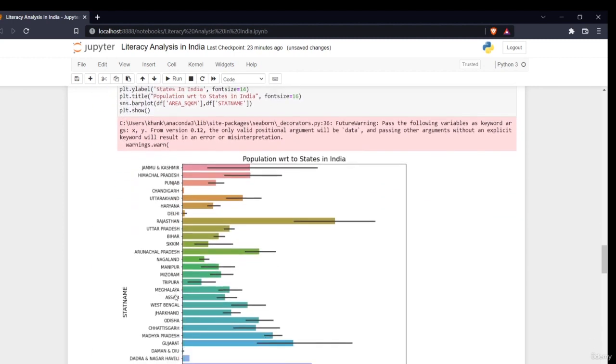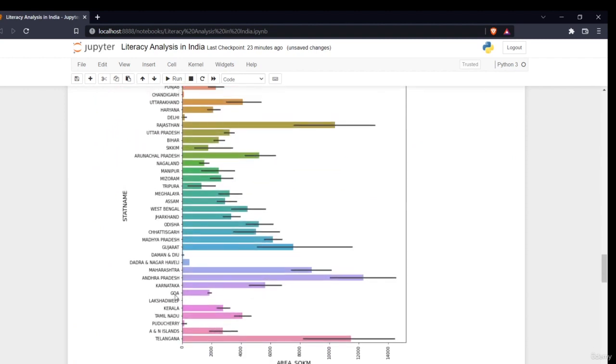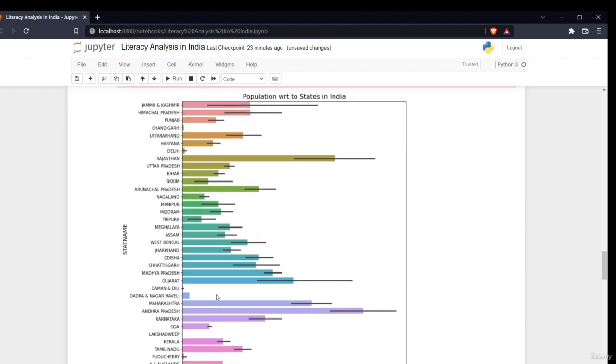Okay, see, Rajasthan, Telangana, and Andhra Pradesh have the highest area, around 12,000 square kilometers. Andhra Pradesh and Uttar Pradesh have a very little area. And then you saw the population, so that is why the density of the population is very high.